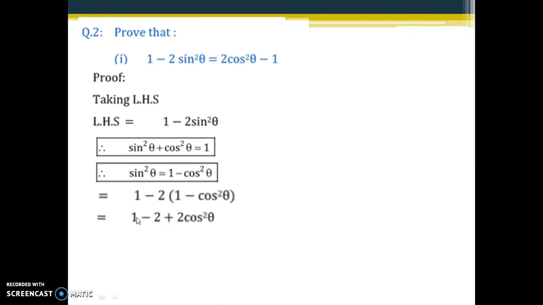Now 1 minus 2 is equal to minus 1. We will simplify this. 1 minus 2 is equal to minus 1, and I can write this minus 1 after 2 cos square theta. So what I have done, I have written 2 cos square theta from over here, and minus 1 is from here. This is exactly equal to the right hand side of your statement. So hence I'll write that left hand side is equal to my right hand side, and hence proved.